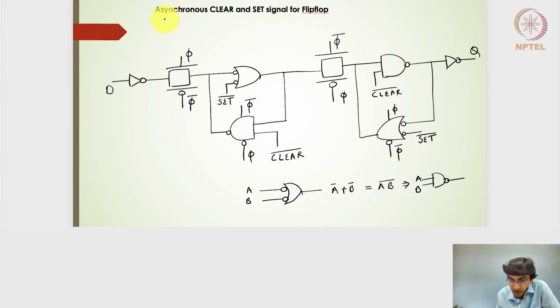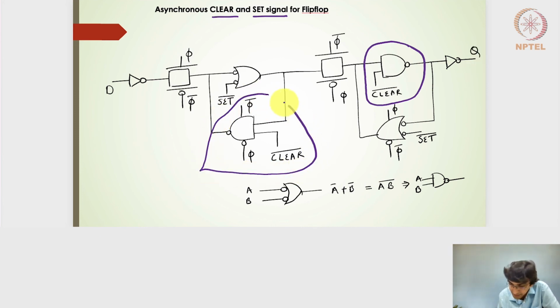So let's try to accommodate the clear and set signal both for the flip-flop. And we already know that this particular NAND gate will ensure that during the phi is high, the output will be 0. And this particular clocked NAND gate will ensure that when the clock is low, the output will be clear. So how do we accommodate the set signal as well?